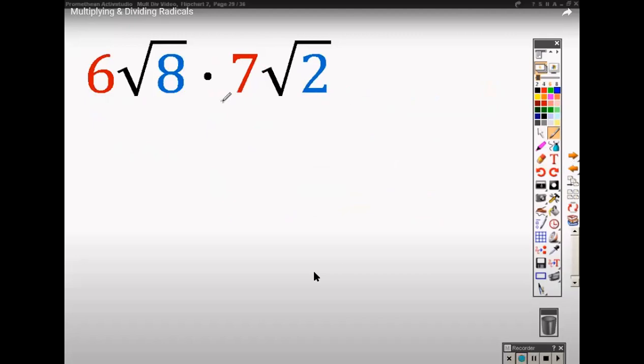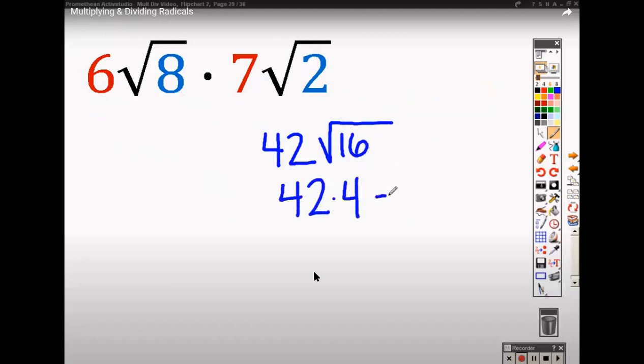In this question, you can note that for the first one I have root 8, and for the second one I have root 2. Then we will multiply 6 times 7, which is 42, and then 8 times 2, which is equal to 16. Then 42 times 4 is equal to 168.